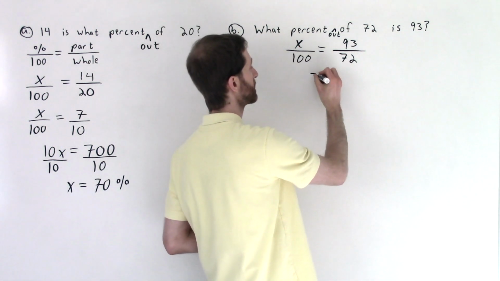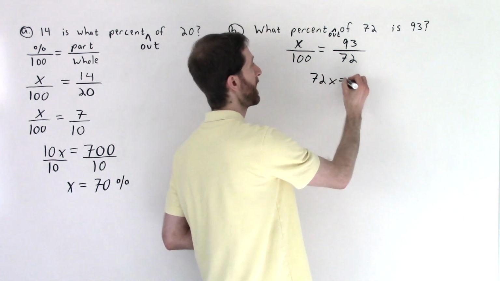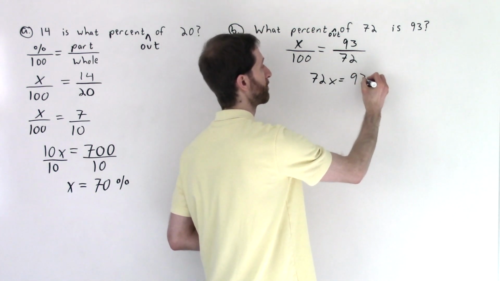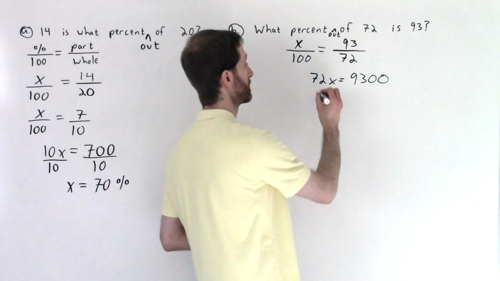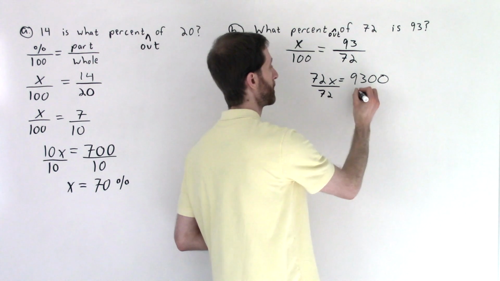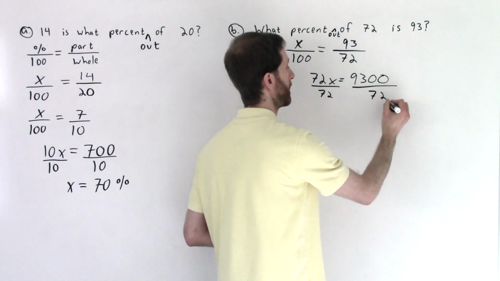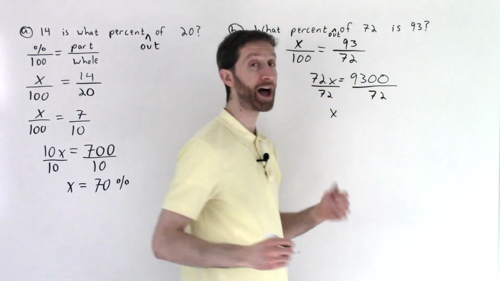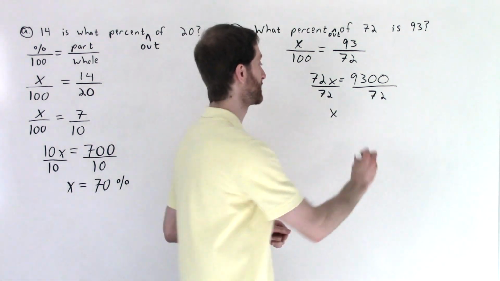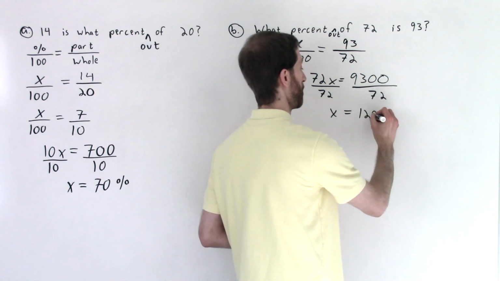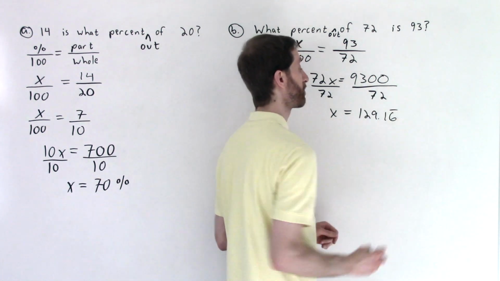72 times x and 100 times 93 is 9,300. We're going to undo multiplication by dividing. So we'll divide both sides by 72. And from there, I get a final answer, which I've calculated out. I've got it right here off the board at 129.16, and that keeps repeating and repeating.